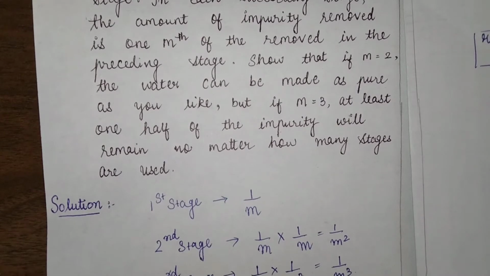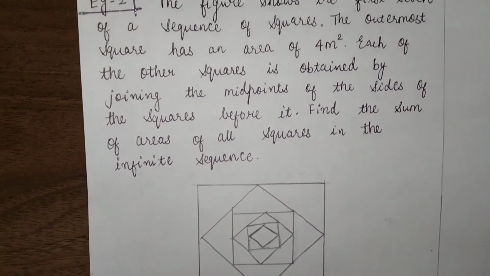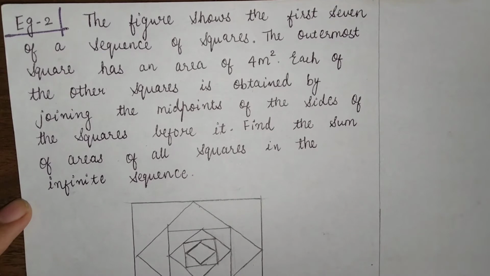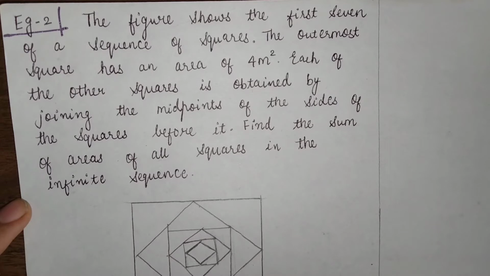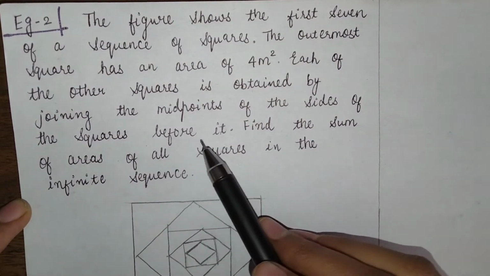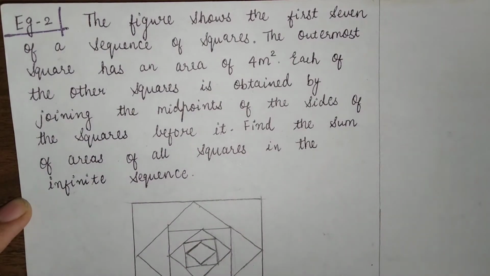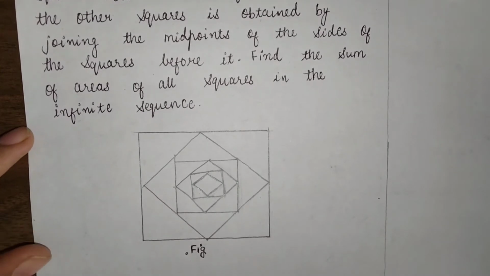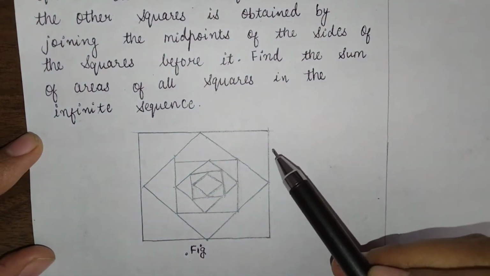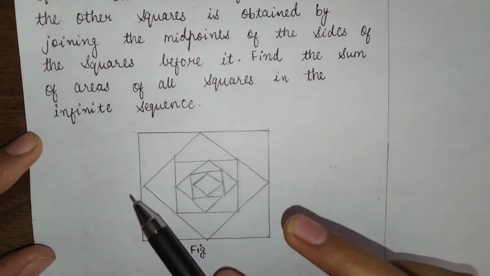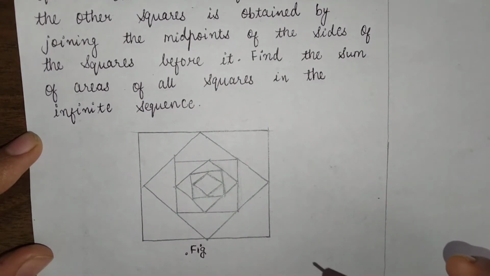Now let us see example 2. Example 2: the figure shows the first 7 of a sequence of squares. The outermost square has an area of 4m square. Each of the other squares is obtained by joining the midpoints of the sides of the squares before it. Find the sum of areas of all squares in the infinite sequence. Now the figure is shown, and what is told is that the area of the outer square is 4m square, and we have to find the areas of all these squares.